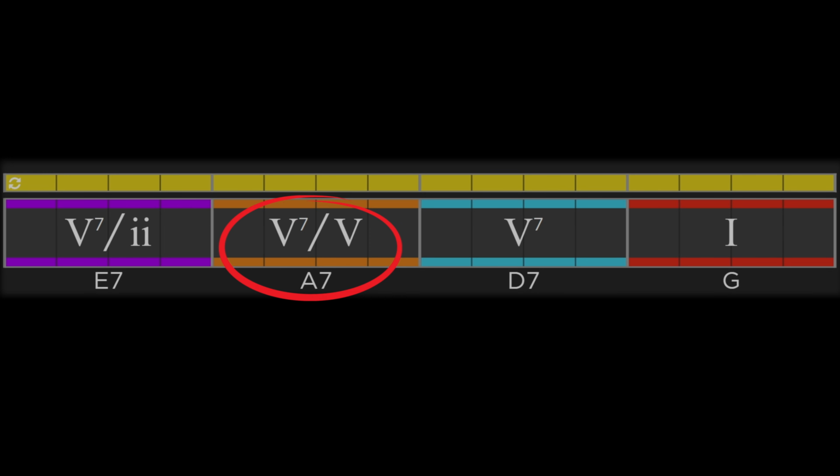In this case, the 5 of 5 is A major, so after the E dominant 7th chord, I'll play A dominant 7th. You can keep this sort of chain going as long as you like, but in this example I will resolve the 5 of 5 to the 5, D dominant 7th chord, and then the tonic G major. Listen to how the chain sounds.